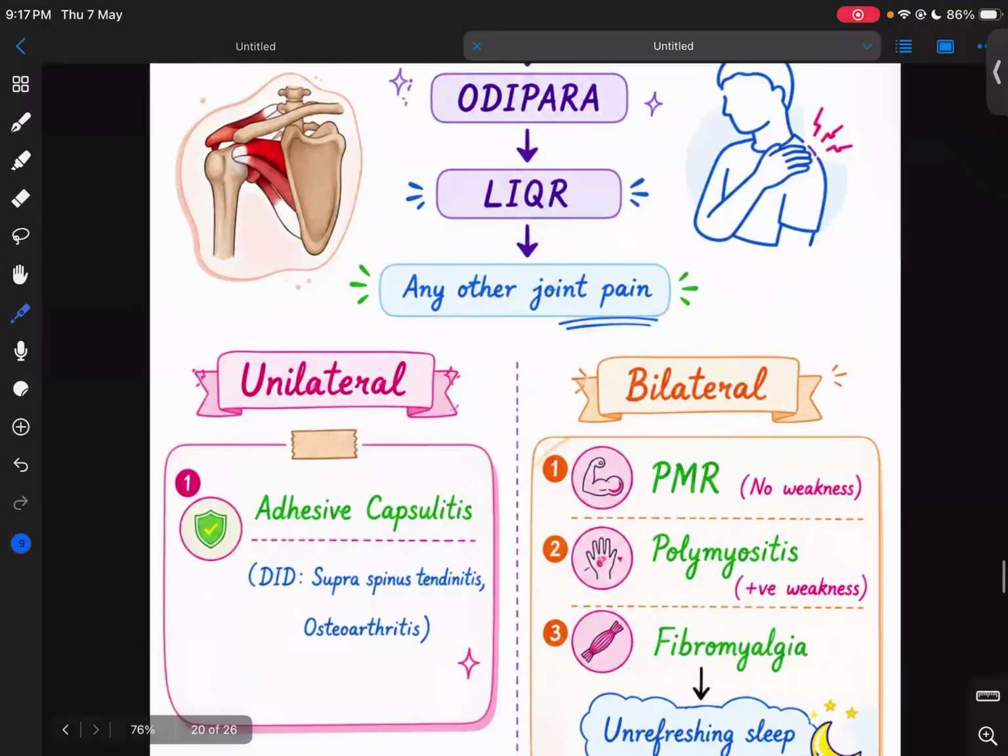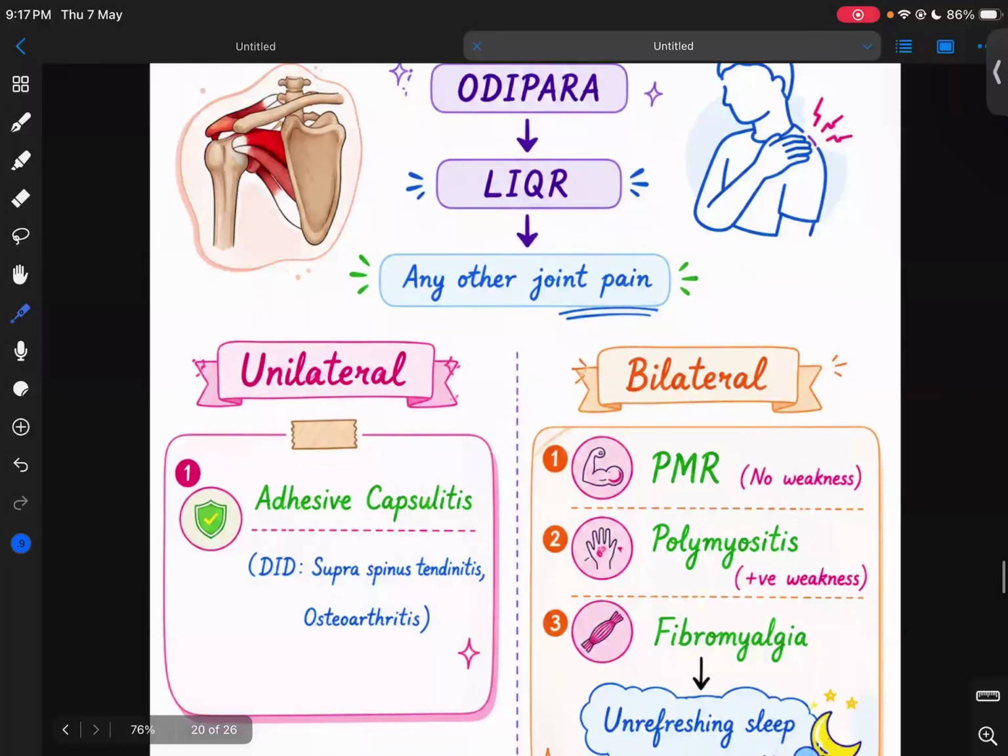In the differential diagnosis of adhesive capsulitis, you can mention some local causes like supraspinatus tendinitis or osteoarthritis. You just have to mention the differential diagnosis to gain the full mark in the DD. But the main diagnosis will be adhesive capsulitis for unilateral shoulder pain for the PACES exam, nothing else. Because this is the only medical cause that can affect the unilateral shoulder. Other causes are mostly orthopedic. So they will not be given for the PACES exam.